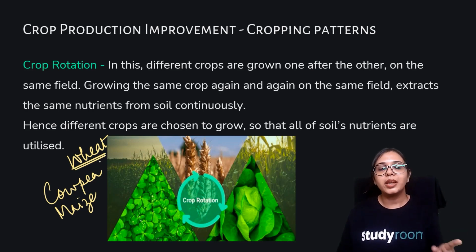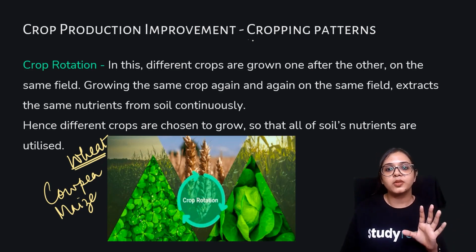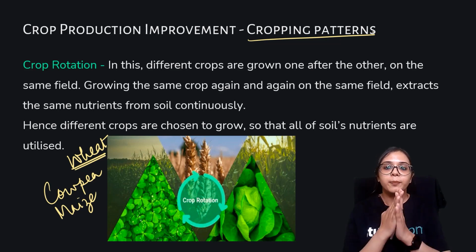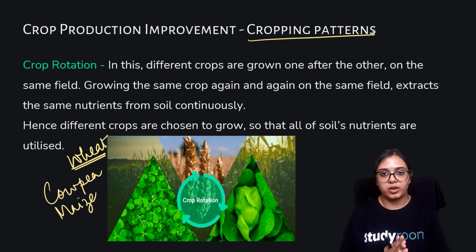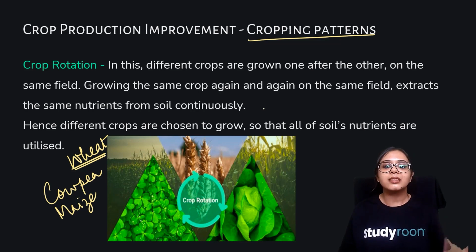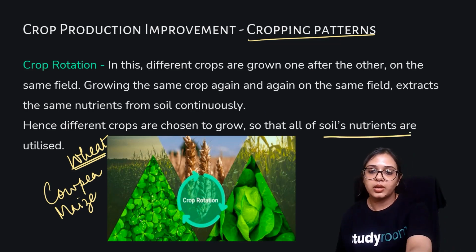All right. The whole purpose of cropping patterns is to ensure that the nutrients in the soil are being preserved. That is not being overly used. That is not being exhausted. All right. So you have to preserve that nutrient management. All right. So in this case, different crops are grown one after the other on the same field, and growing the same crop again and again, like I told you, extracts the same nutrients from the soil continuously. Hence, this ensures that the soil's nutrients are being preserved. Okay.